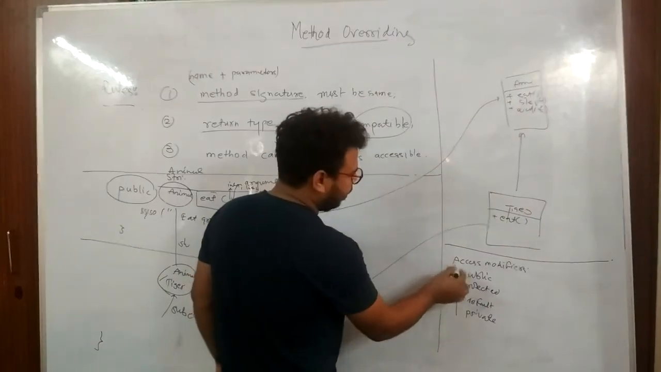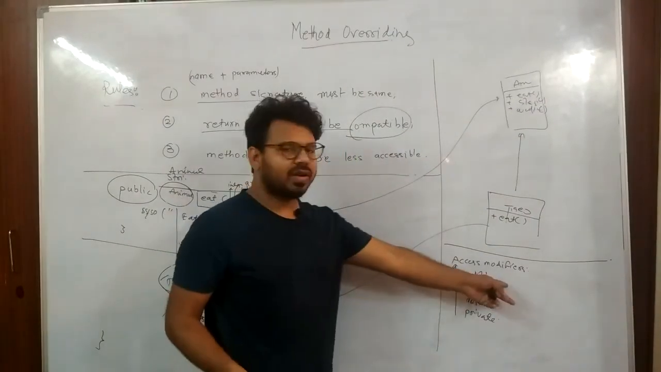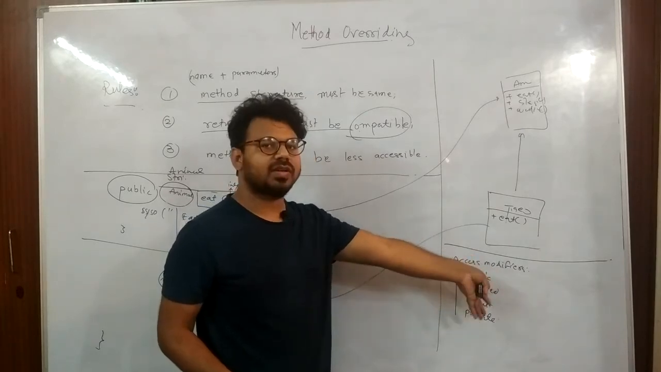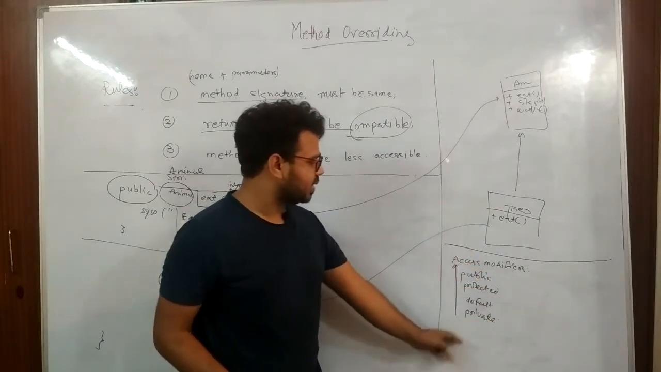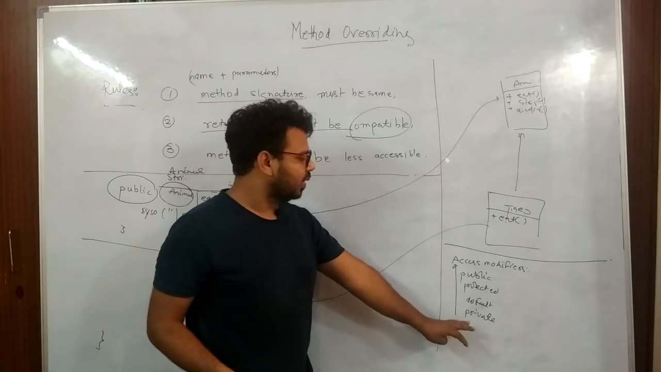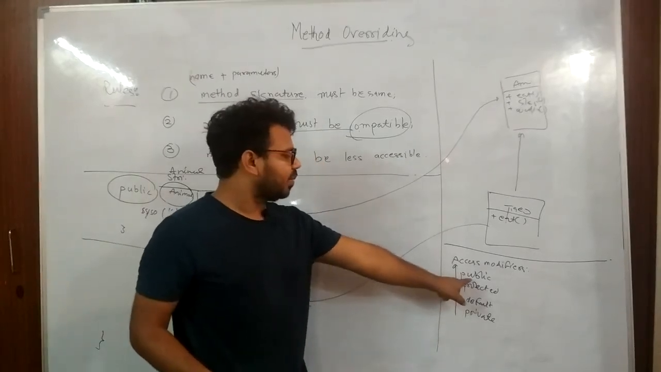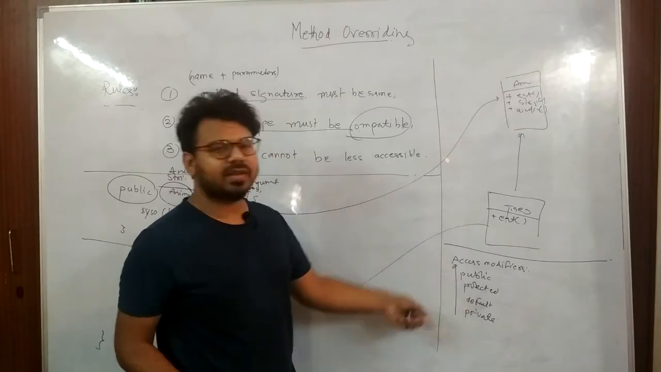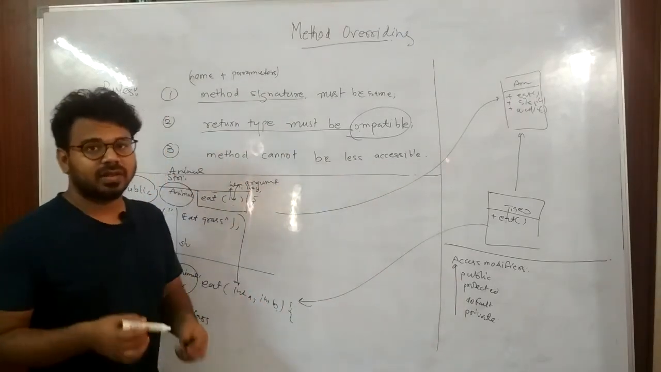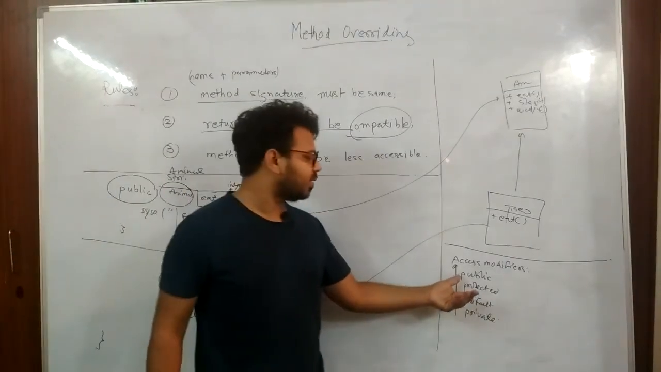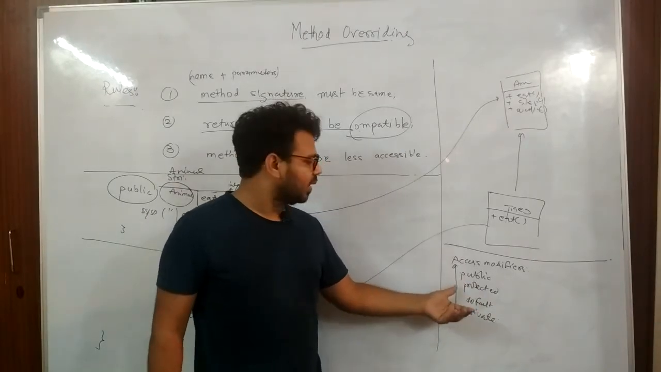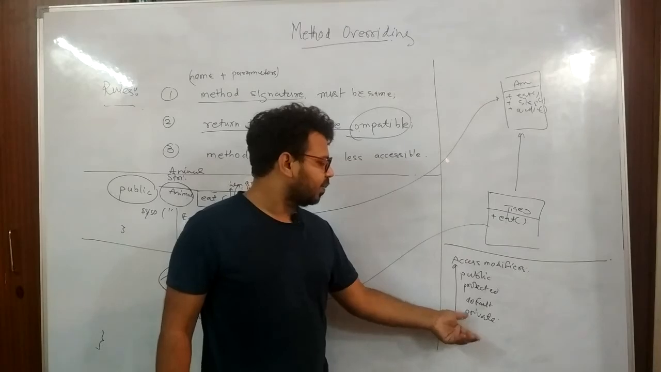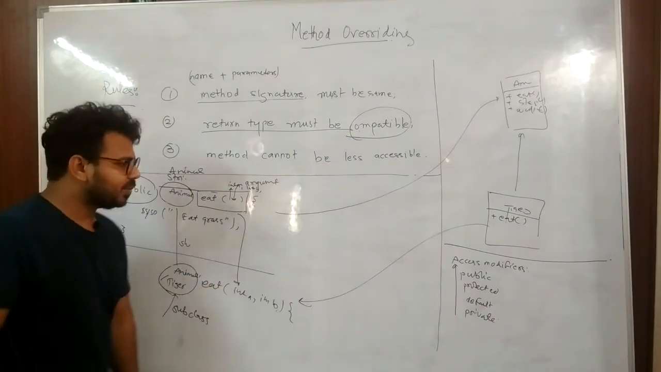So this is the hierarchy for the access modifiers. We will learn about access modifiers in much more detail with working examples. But for now, keep in mind that when a method is public, it has the highest accessing ability, that is, it can be accessed from anywhere. And then we have protected, then package default, and then private.